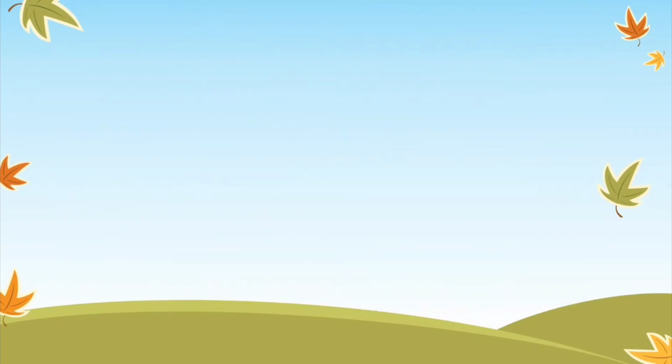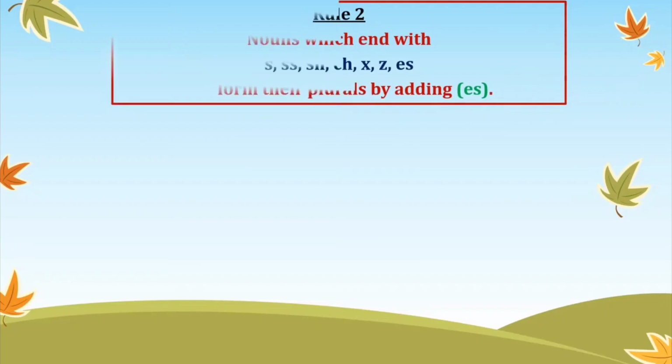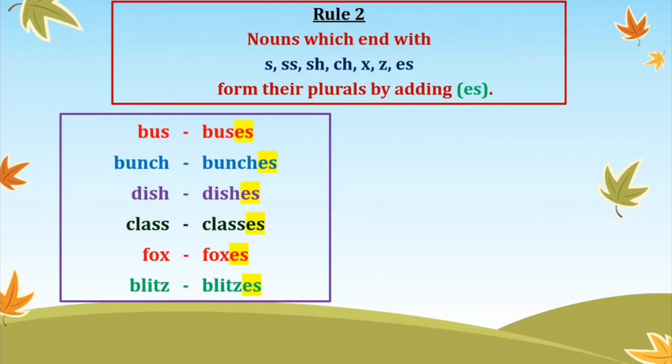Moving on to rule number 2. Rule number 2 says nouns which end with s, ss, sh, ch, x, z form their plurals by adding es. Be careful here. Now we are not just adding s, we will add es if the noun ends with any of these letters. Let us see a few examples for this.